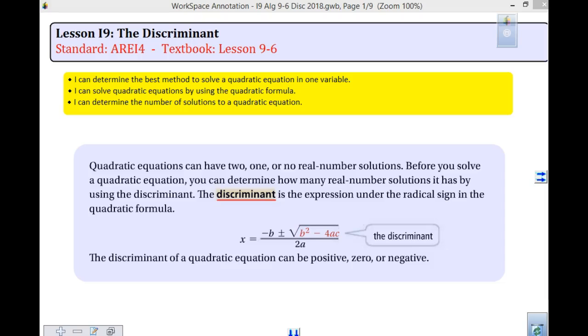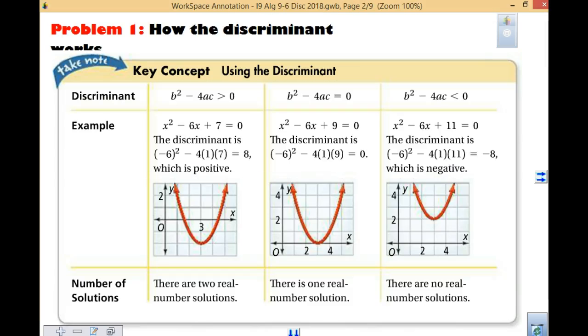Discriminant, the key thing we are looking at is the b squared minus 4ac. So we are always trying to look at that, and it's going to tell us if we have one solution, two solutions, or no solution. So this key thing is called our discriminant.